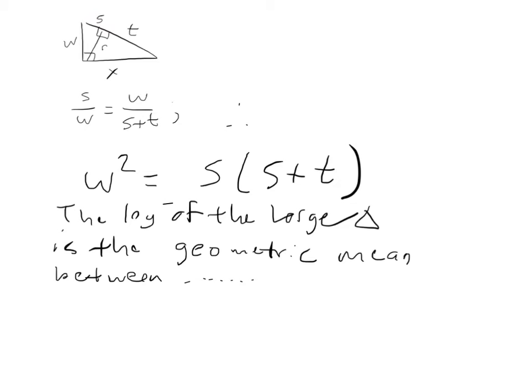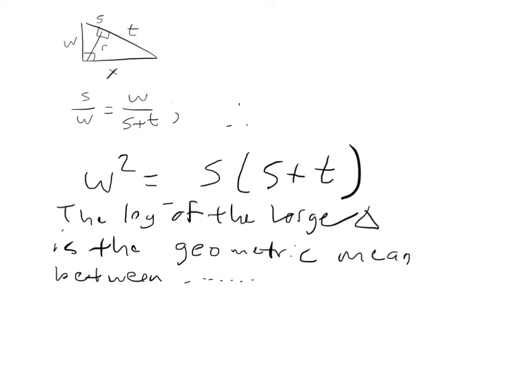Well, S is the length of the segment closest on the large hypotenuse to this leg W times the whole hypotenuse. I'll say that again. The leg in the large right triangle is the geometric mean between the segment on the hypotenuse closest to the leg times the whole hypotenuse. Now, do I need to memorize this formula? No. I certainly can see the similar triangles, set up my ratio of corresponding sides, and derive it each time.